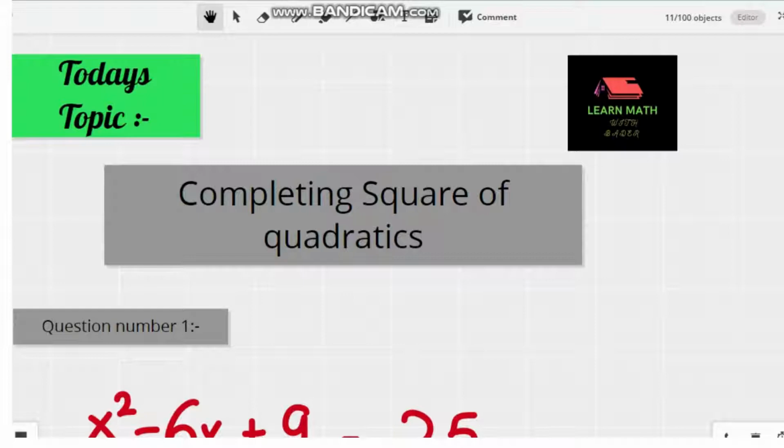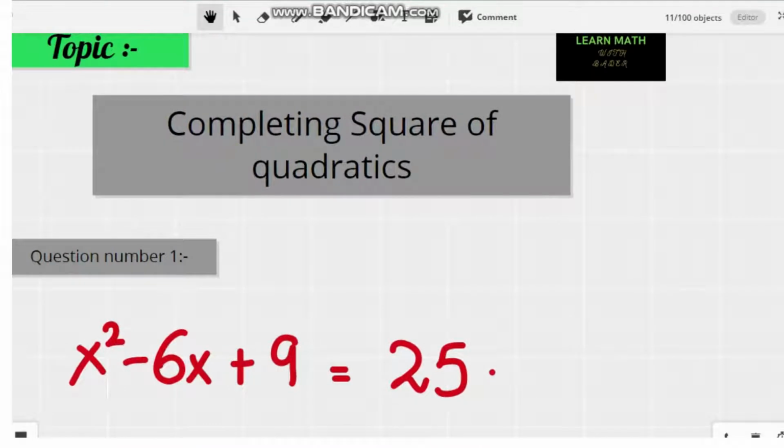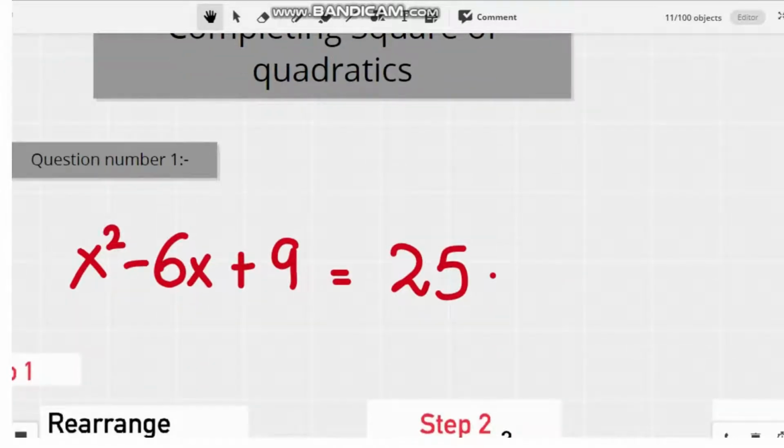Learn math with Zuda. Today in this lesson I'm going to discuss how to do the completing square of quadratics, and you will see different examples when our a value is 1 and when our a value is more than 1, or when it's odd. So how to do the completing square of that equation.